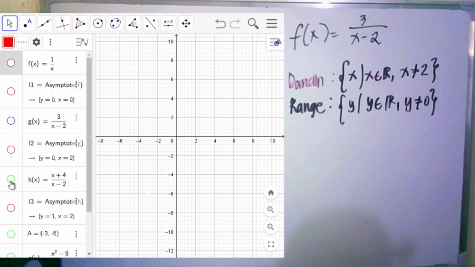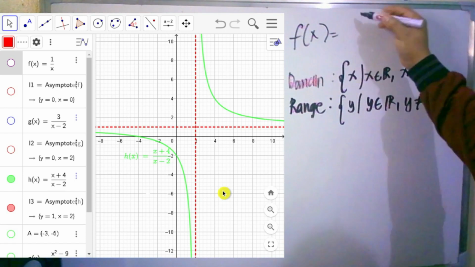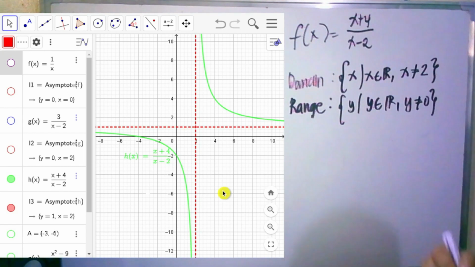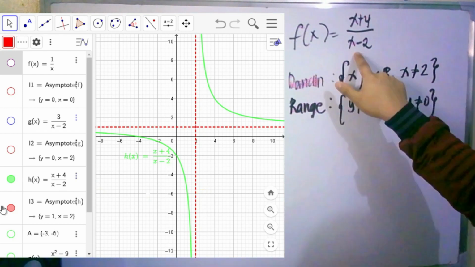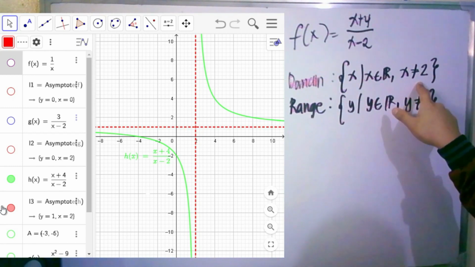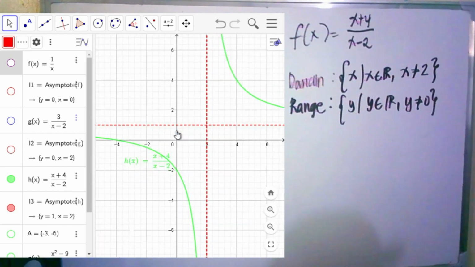Let's have another example. Our function now is, kamukha pa rin siya, x plus 4 over x minus 2. Both linear functions. So polynomial ang nasa taas, x plus 4, polynomial din yung nasa baba. Now, what is the domain of this function? 2, sir. Ganun pa rin, 2. How about the range? 1, sir. So, how did we know it's 1? Yung horizontal asymptote, no? That is actually 1.